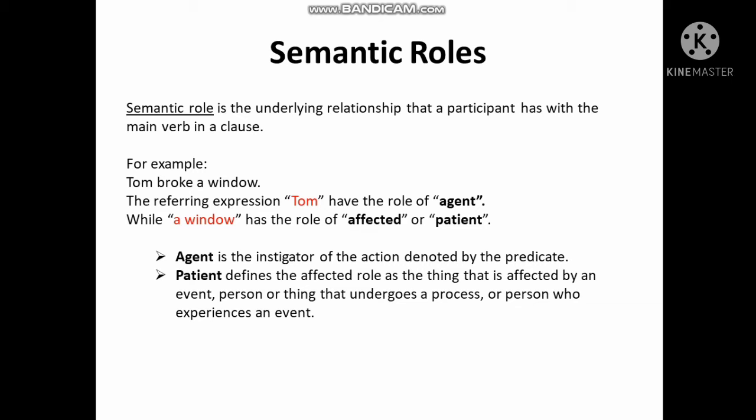While a window has the role of affected or patient. Patient defines the affected role as the thing that is affected by an event, person, or thing that undergoes a process, or person who experiences an event. Sedangkan a window di sini merupakan patient atau yang dikenai pekerjaan.